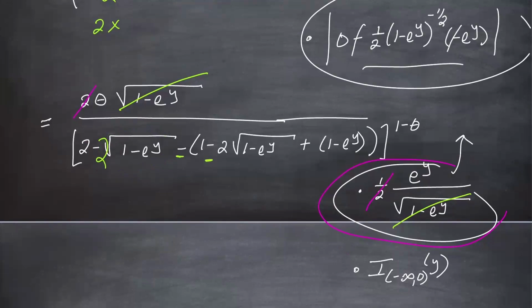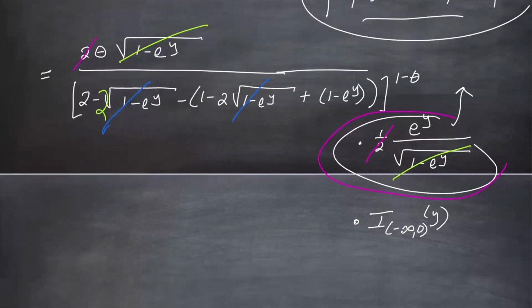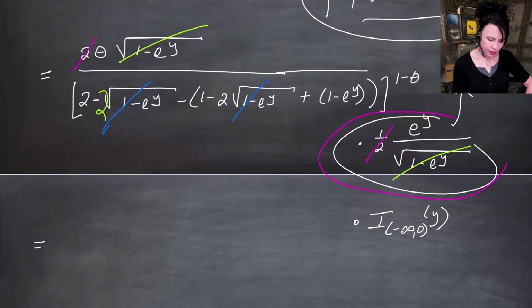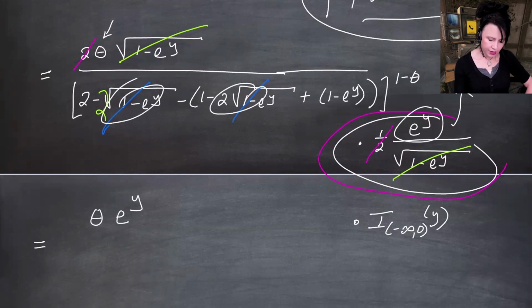And with this negative and this negative, I have this and the positive of this. So that's actually going to cancel this term and this term. Kind of nice. What is left? I have theta, that's from here, e to the y, just from here. This term's gone and this term's gone. I have 2 minus 1.